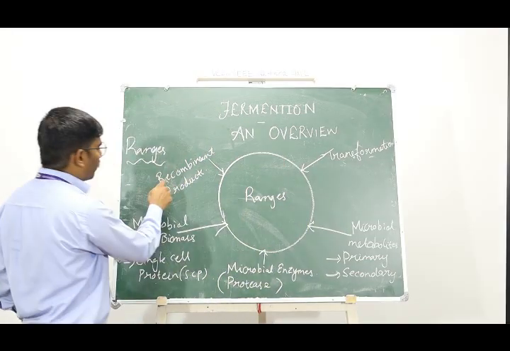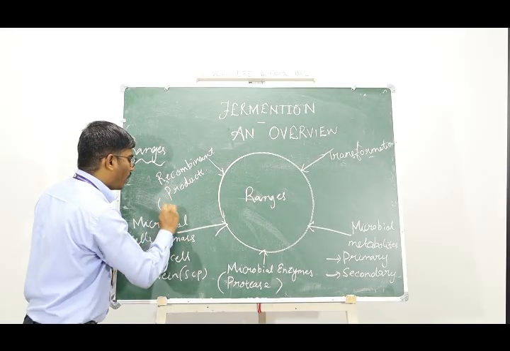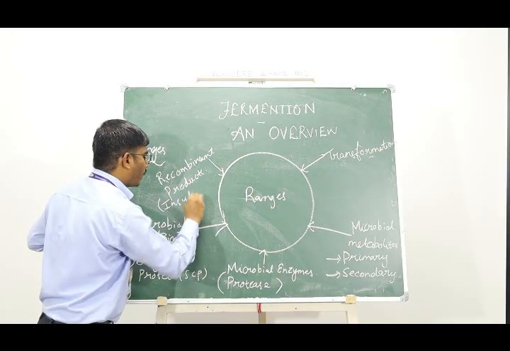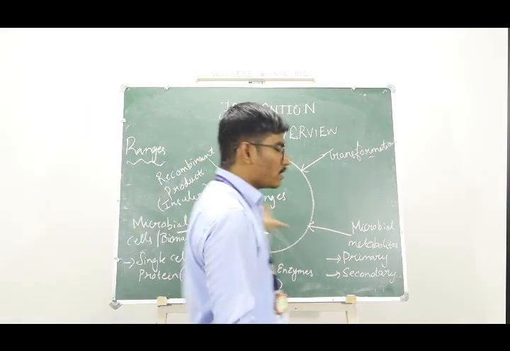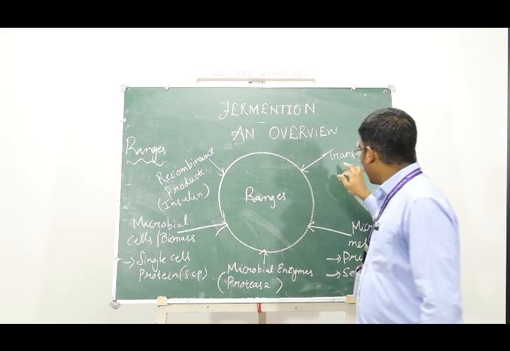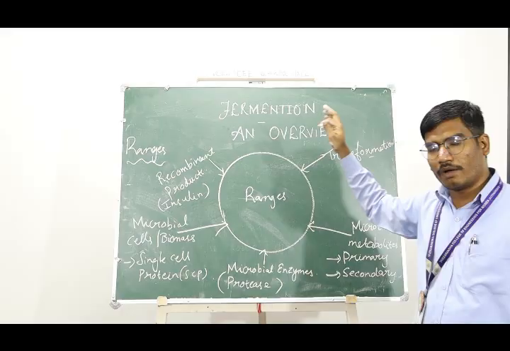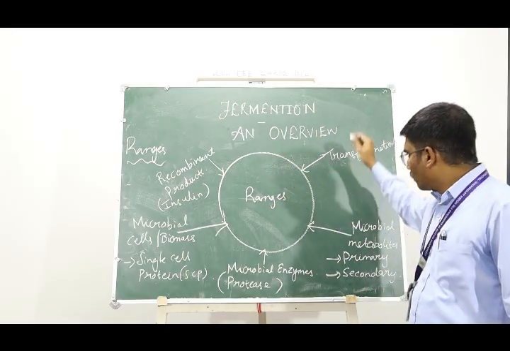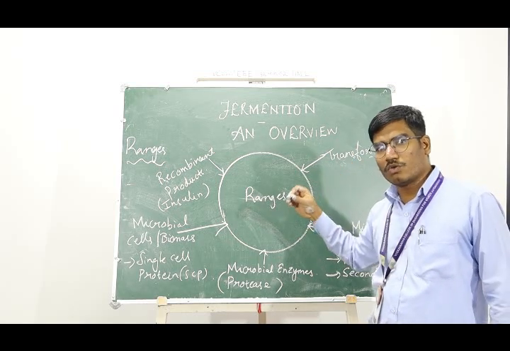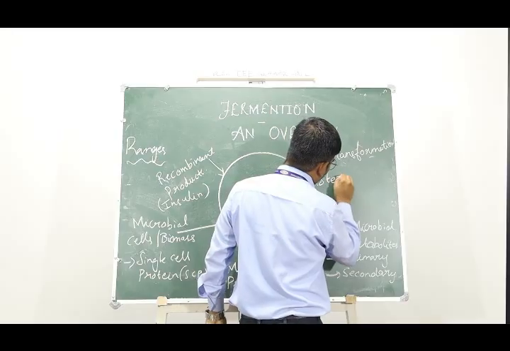The next product is the recombinant product. Here, with the help of rDNA technology or genetic engineering, we can produce products such as insulin. And the last one is transformation. Here a substrate is converted into a product, and during that some metabolites will be produced. The best example is steroids.